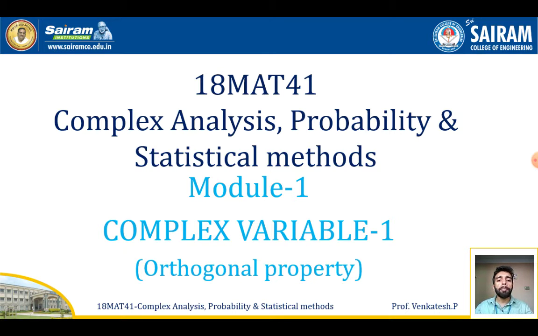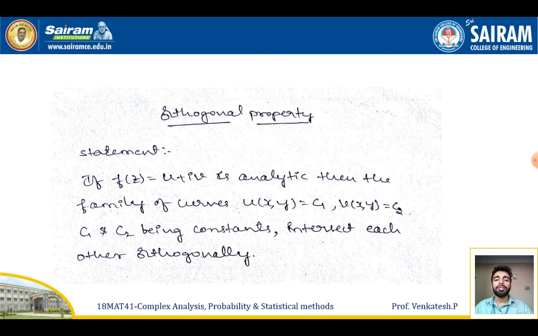To prove this orthogonality property, we must know two conditions. One is what is orthogonality, and also to prove the result, we must have knowledge of the CR equations both in the Cartesian form as well as in the polar form. So here I am going to discuss the orthogonality property both in the Cartesian form and in the polar form. First the statement, then I will go for the proof.